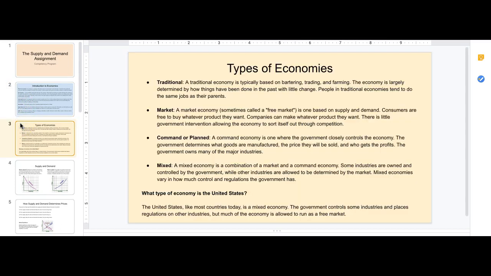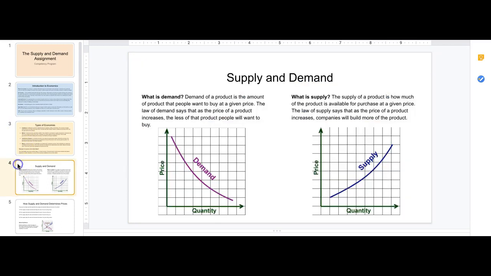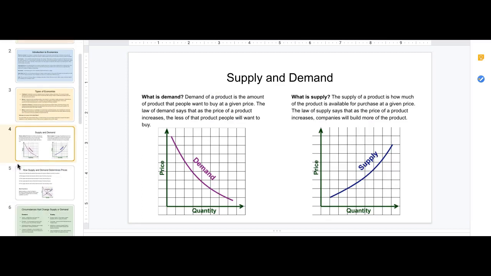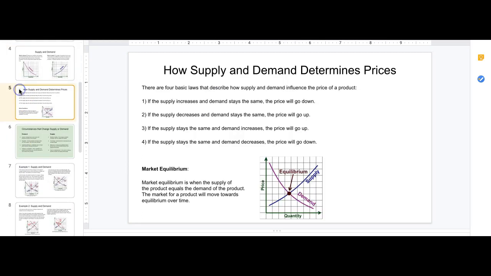Slide 3 are the different types of economies. Slide 4 includes the definition for demand and supply. Slide 5 is how supply and demand determines prices. So you can see the 4 basic laws of supply and demand, as well as the definition of market equilibrium.